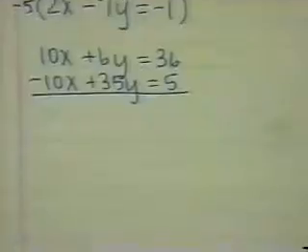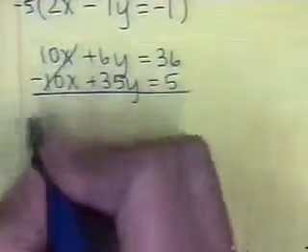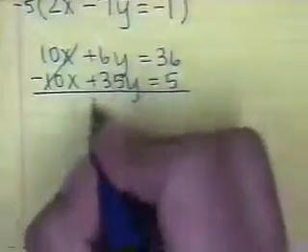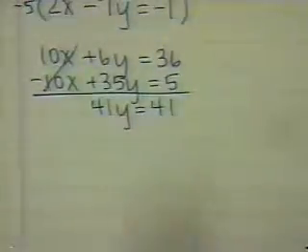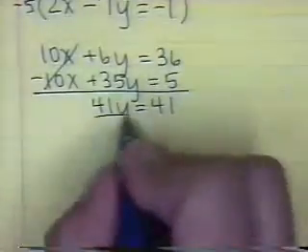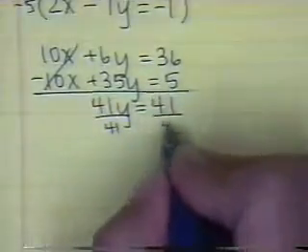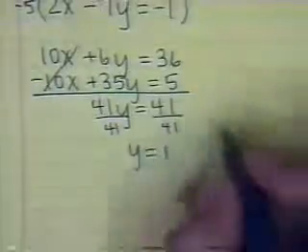So now when I add them together, the x's cancel. That's what I want to happen. And I have 41y is equal to 41. An equation now with only y's in it, which will enable me to solve for it. I divide both sides by 41, and so y is 1.